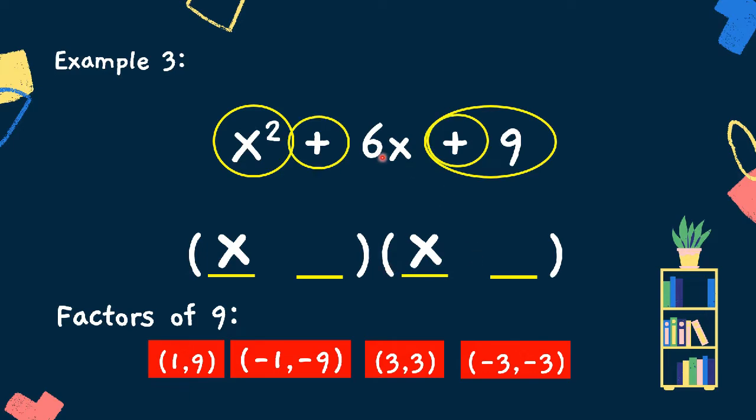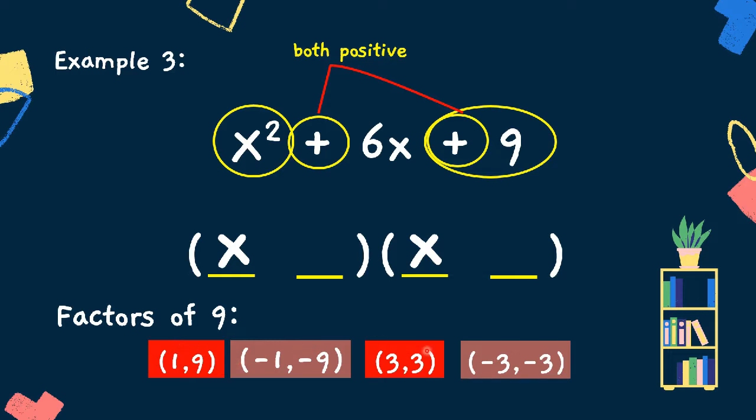Take note that in our polynomial, the operators are both positive, or both addition. Therefore, we don't have a negative operation or subtraction there. So the negative factors are disqualified or eliminated, because they will only give us negative results. Therefore, we are looking for positive factors. So it's either 1 and 9 or 3 and 3.